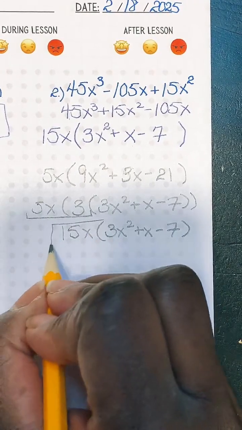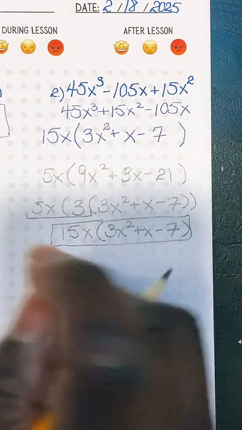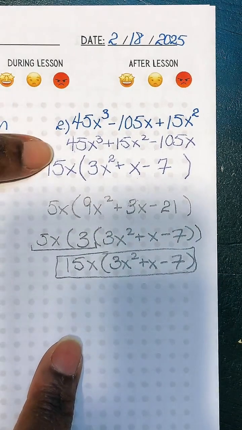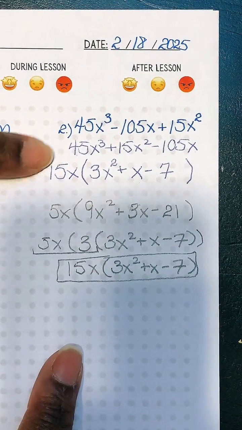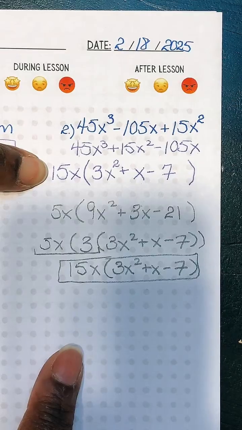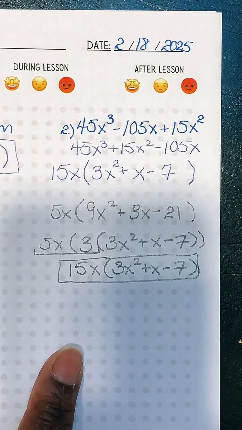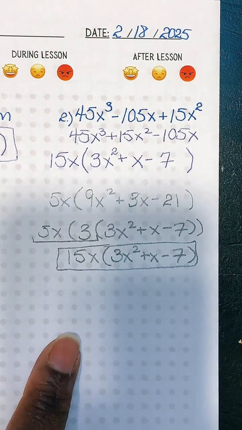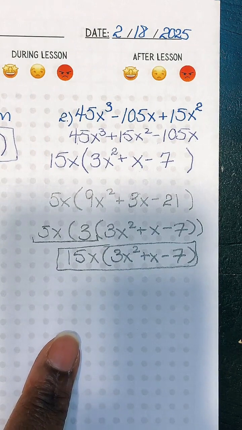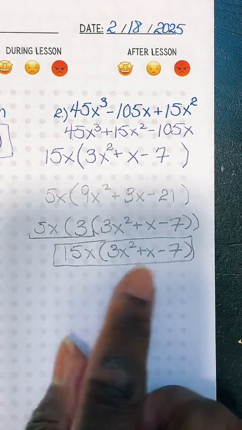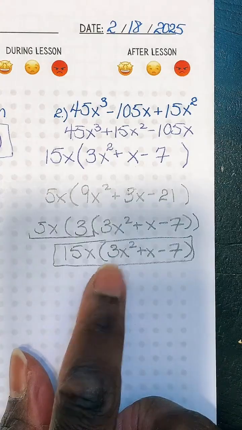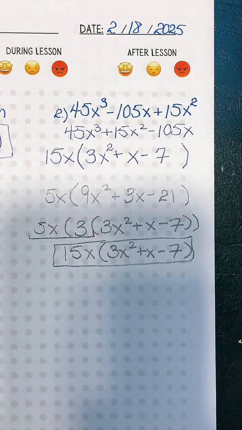So what we were doing in pen was dividing my original by the 15x instead of a 5x. You'll still get the same answer if you keep going, but then you would have to do an extra step, which will cause a slight confusion. All right, thank you so much.